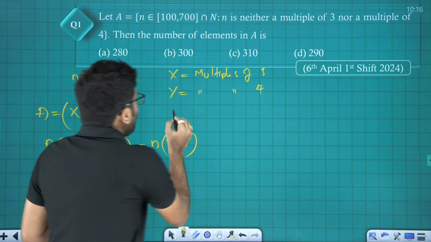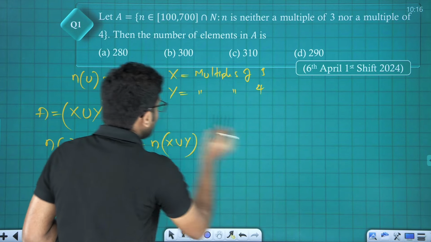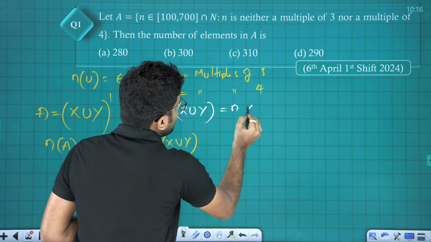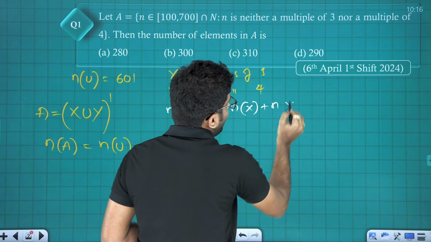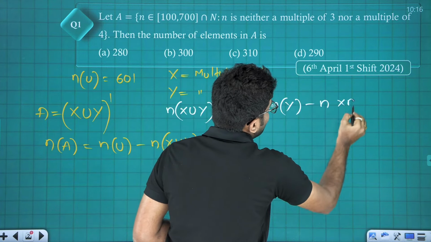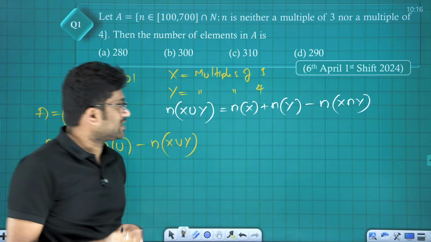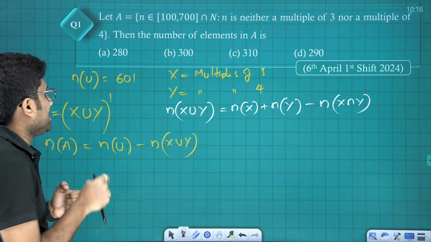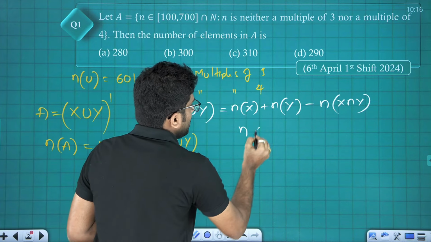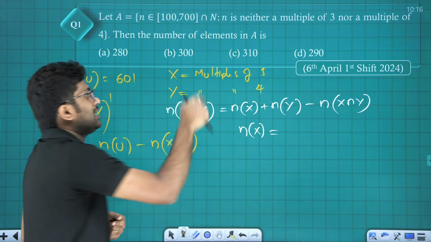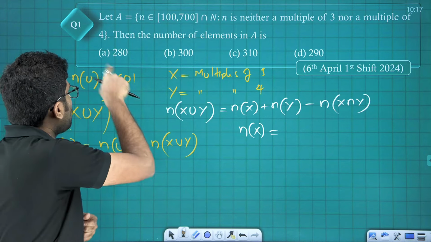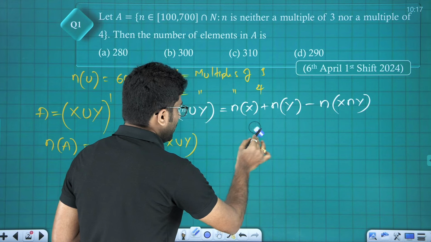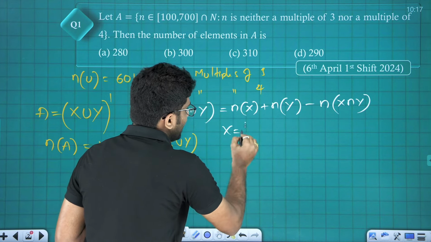Now in general, what is n of X union Y? From the cardinal theorem, n of X union Y is equal to n of X plus n of Y minus n of X intersection Y. Clear? First, let's find out what is n of X. N of X denotes the number of multiples of 3 from closed 100 to 700. Before we find n of X, let's find the elements in set X.